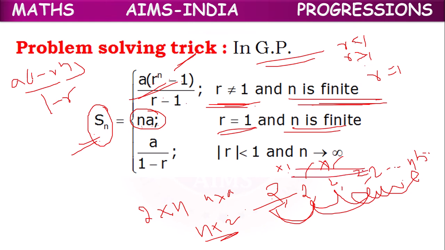If n is infinity and the modulus of r is less than 1, then we have the formula a by 1 minus r. Like this, for finding the sum of terms, we have these main four formulas, which we have to use according to the condition given in the question.